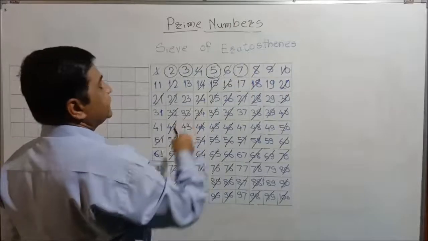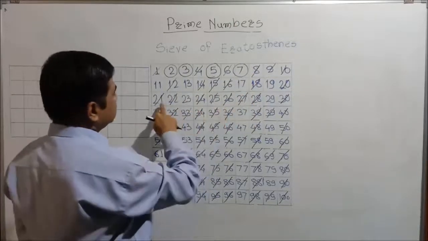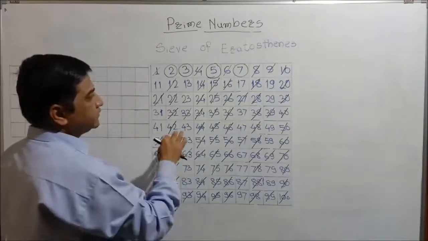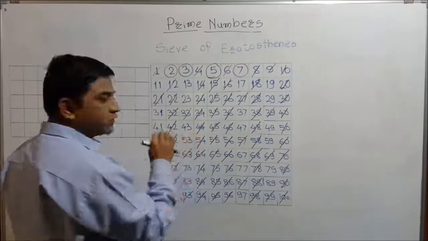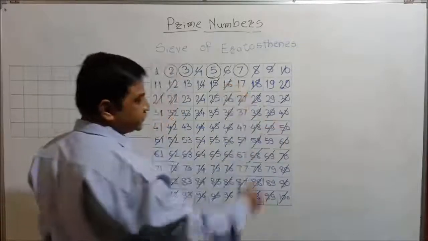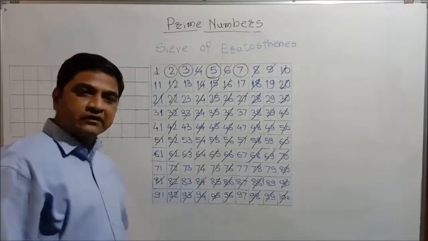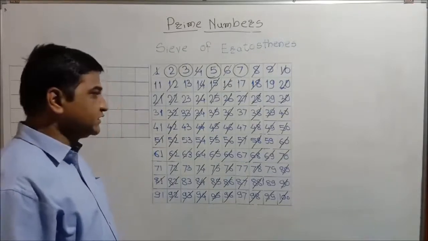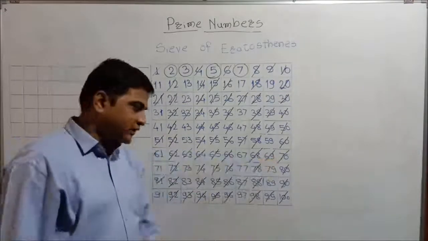7 ones are 7, then we cut 7 to 14, 7 threes are 21, then we are having 28, then 35, then 42 already cut, 49, here we are cutting 49, then 56 already cut. 7 eights are 56, 7 nines are 63 already cut, 70 already crossed.